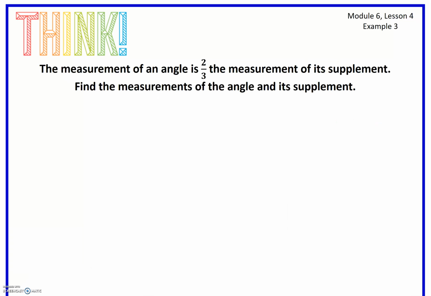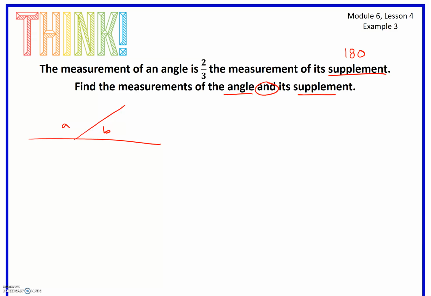Let's move on to example 3. This is where I want to spend a little bit more time because if you note, there is no diagram. So the measure of an angle is 2/3 the measure of its supplement. Supplement keyword, we need to know that that adds up to 180 degrees, and we need to find the measures of the angle and its supplement. So angle and its supplement, there's two angles. So if we wanted to draw a quick picture, we have two angles that add up to 180 degrees, angle A and angle B, and we simply need to find both of them.